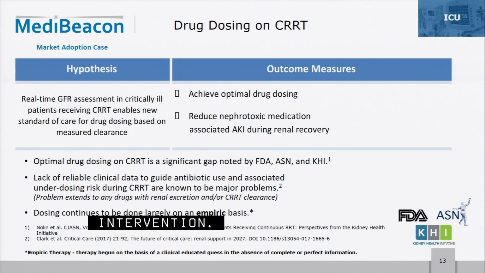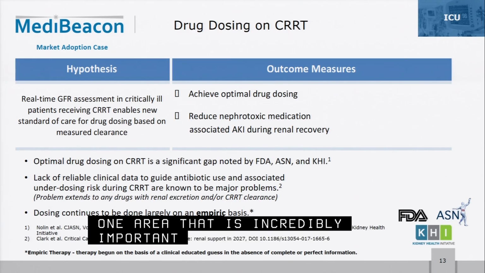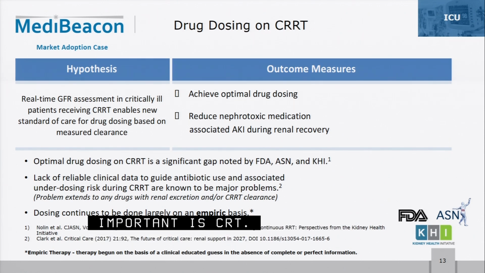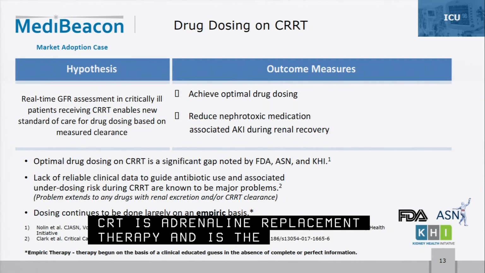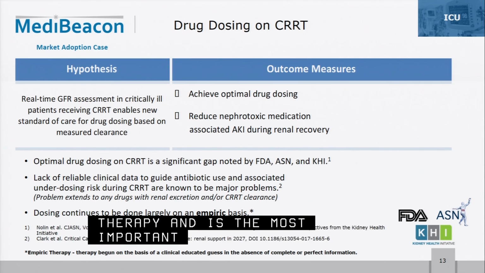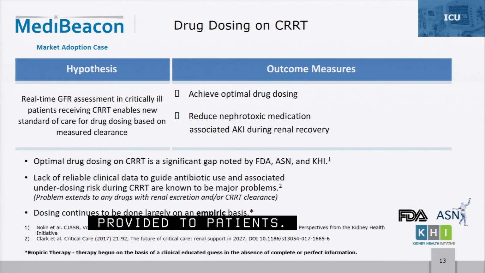One area that's incredibly important is drug dosing on CRRT. CRRT is continuous renal replacement therapy and is the most aggressive form of dialysis that is provided for critically ill patients. Many patients receive antimicrobials for sepsis and other medications that we do not have standard laboratory assays for. And in fact, we do not know how to dose these drugs.